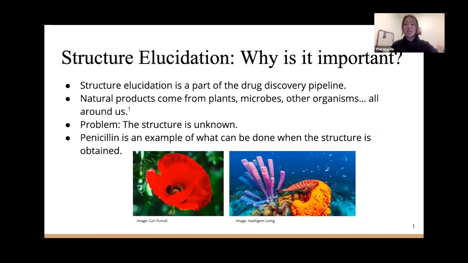Structural elucidation is a part of the natural product drug discovery process, and natural products come from all around us. But it's hard to look at a sponge and know exactly how many carbons, how many hydrogens, how many oxygens it's made of, and how those are connected. And so the main problem here is that the structures of these natural products are unknown, and we need to elucidate them. To help me further explain why obtaining these structures is important, let's take a look at penicillin.